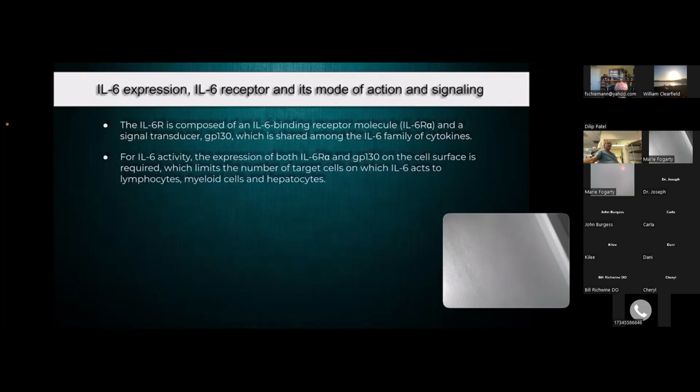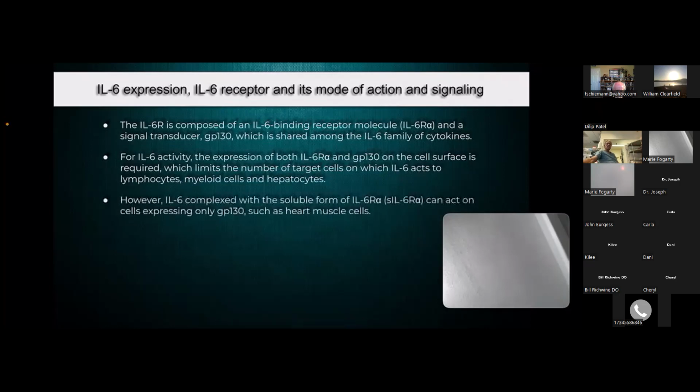Interleukin-6 activity: the expression of both interleukin-6 receptor alpha and GP130 on the cell surface is required, which limits the number of target cells on which IL-6 acts to lymphocytes, myeloid cells, and hepatocytes. So like I said before, you need the arms and the head.